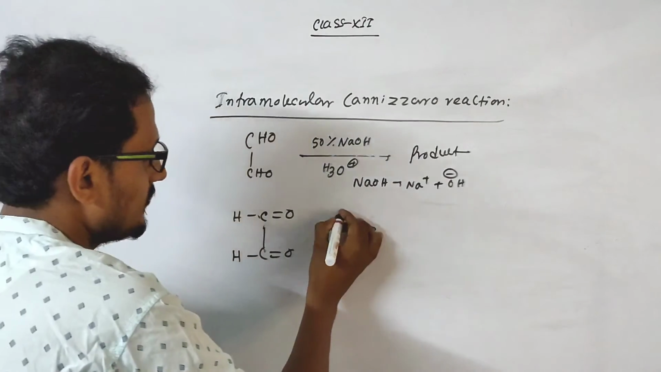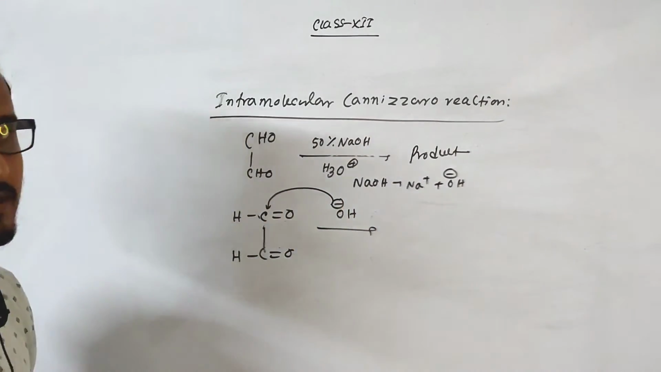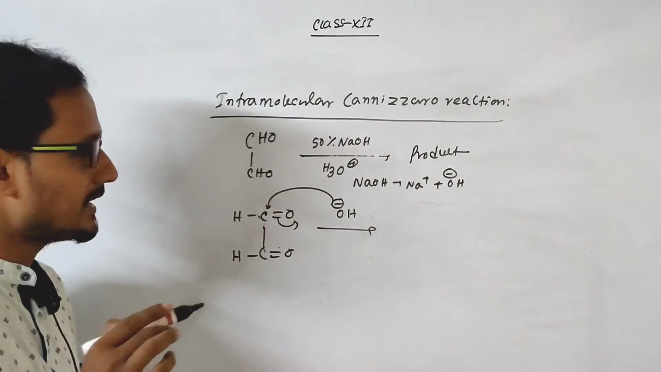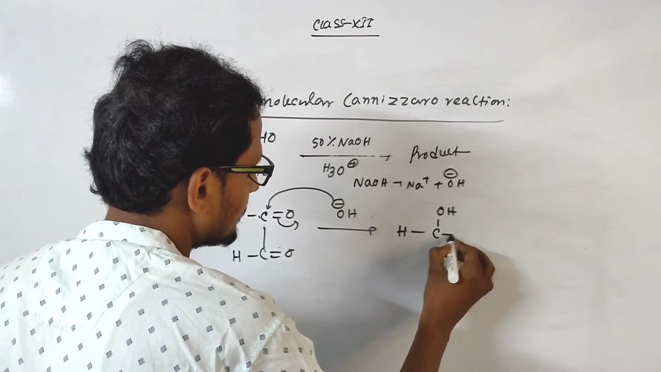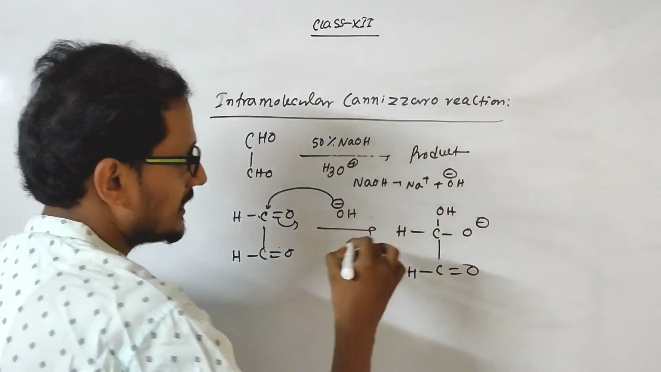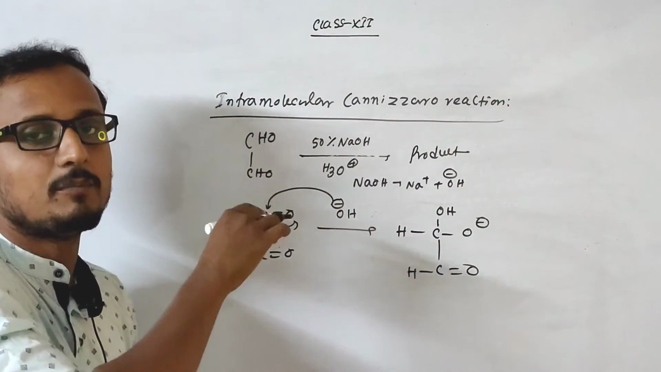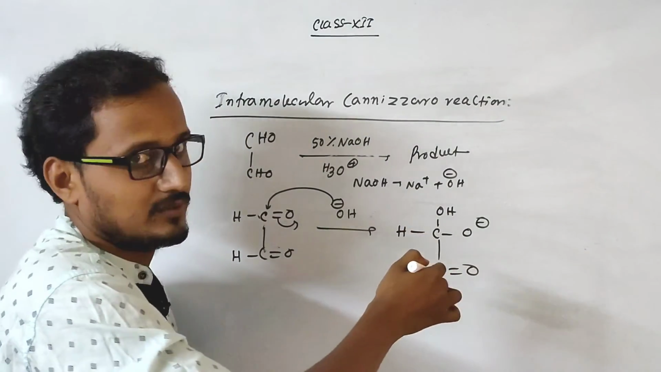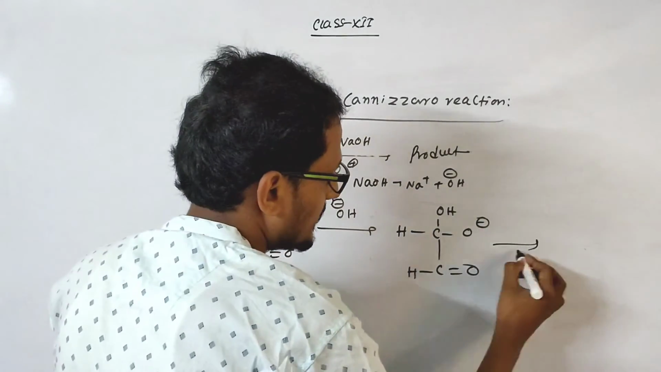Now if OH minus attacks this carbon, then it will form an anion. So here HCOH, O minus, C double bond O. Now same process, after attacking of OH minus, there will be a hydride H minus shifting, but here within the same molecule. That's why it is intra, within the same molecule. So what will happen?